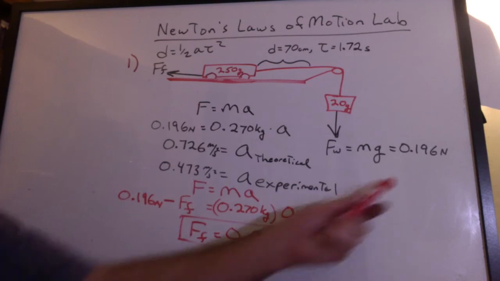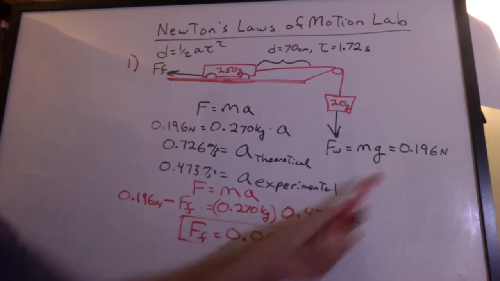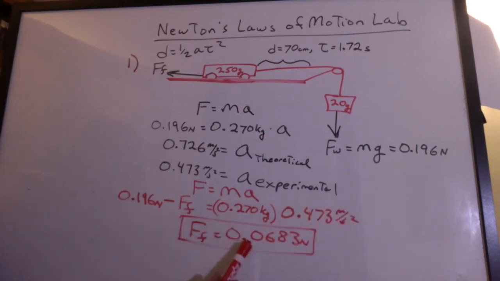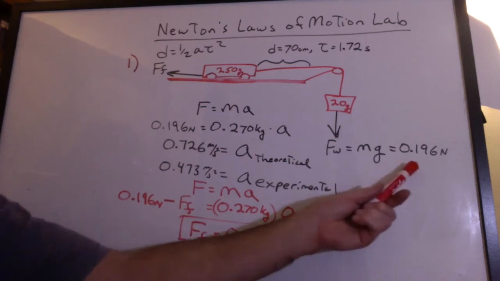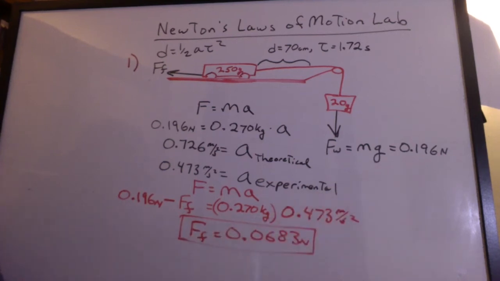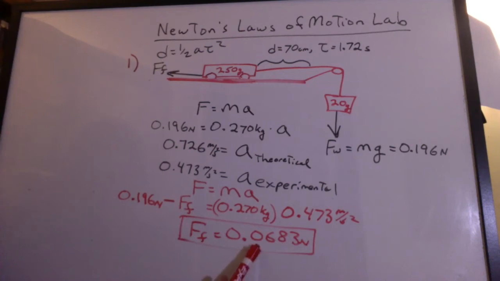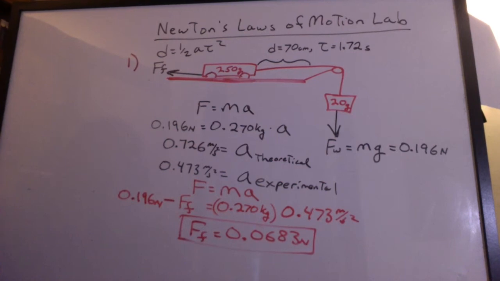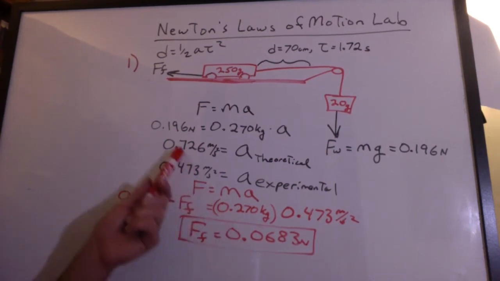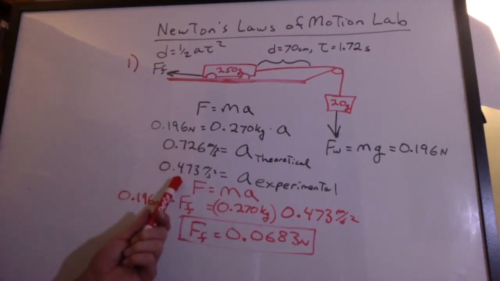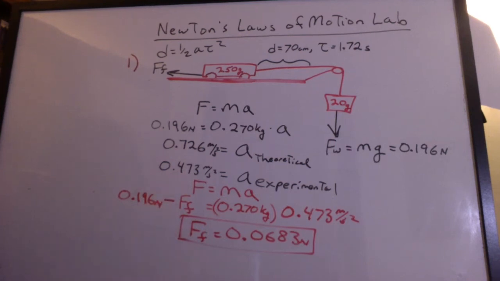Compare that number to the weight pulling it forward. It's kind of hard to see at first, but it's about 1/3 of that. So as small as that number looks, it is a fair amount of friction for this problem. And this is what explains the theoretical acceleration dropping that low for the experimental.